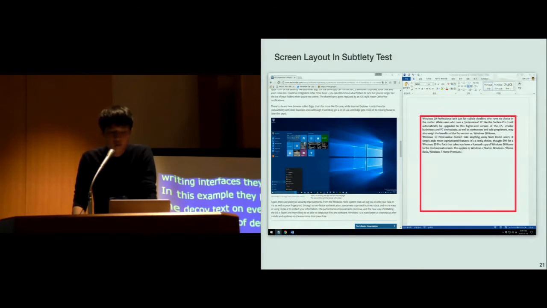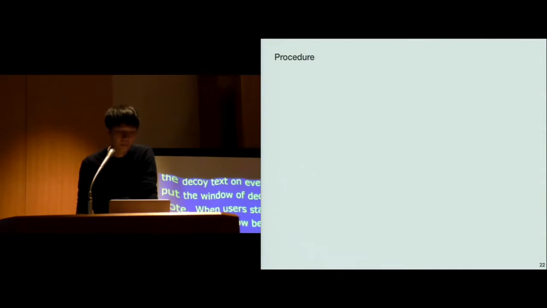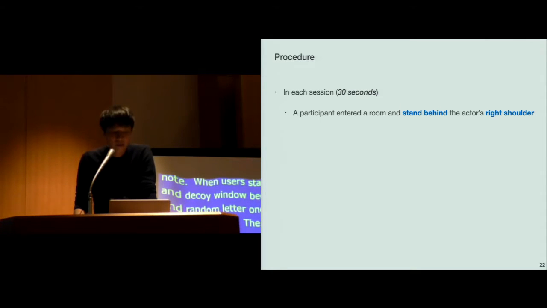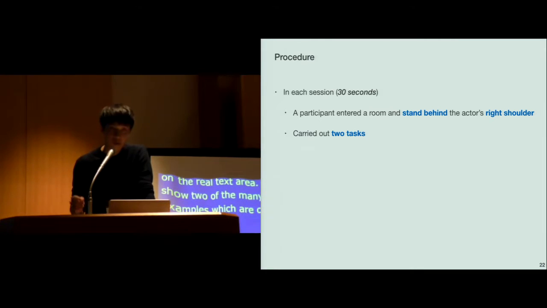So I'm going to show two of the many configuration examples which were created by study participants. This is an example that I previously showed you. A participant was a graduate student. She said that she pretended to be in her laboratory and tried to deceive her advisor by pretending to work on her research paper.